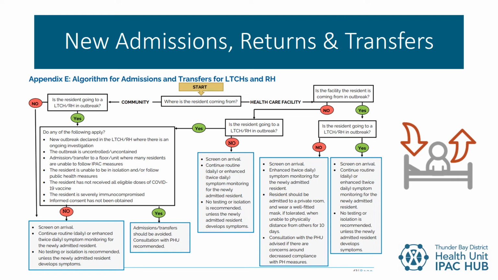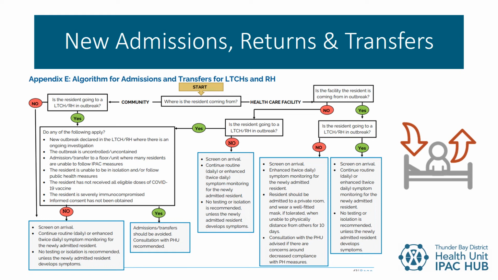Admissions and transfers to a long-term care home and retirement home on an outbreak floor or unit should be avoided in the following circumstances: a newly declared outbreak where there is an ongoing investigation; outbreaks where new cases are occurring beyond those known contacts who have already been isolating, so it's uncontrolled or uncontained; and lastly, admissions or transfers to floors and/or units where many residents are unable to follow public health measures.